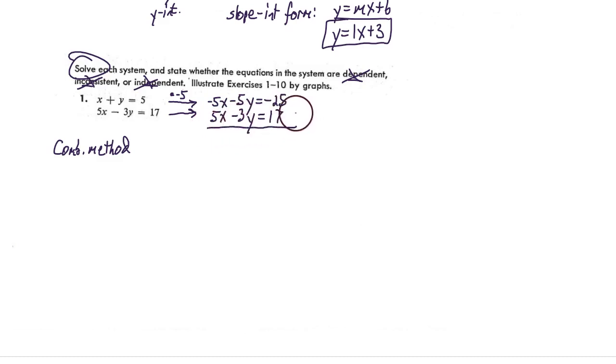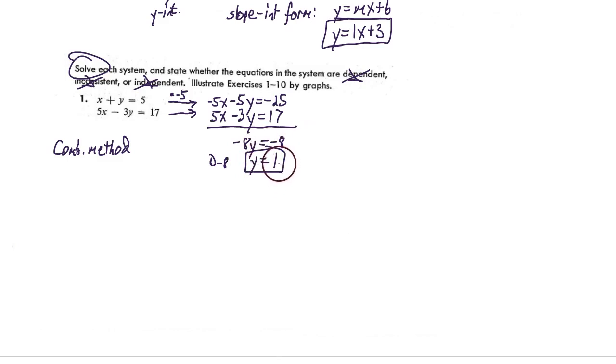Now combine them together. This is why it's called combination method. Negative 5x combined with positive 5x cancels. Negative 5y and negative 3y is negative 8y. Negative 25 plus 17 is negative 8. Divide both sides by negative 8 and you get y equals 1. Okay, we're halfway done. We have the answer for y.